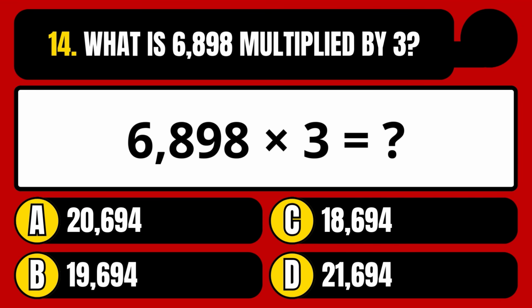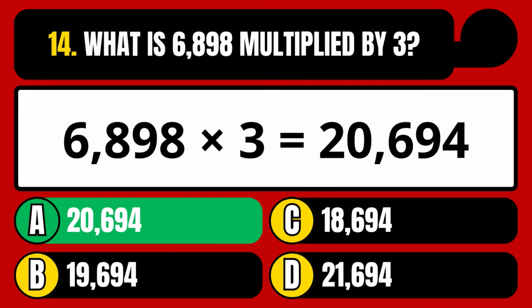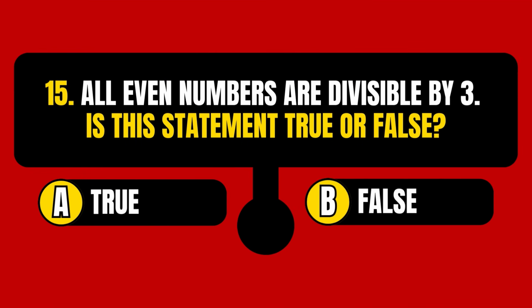20,694, 19,694, 18,694, or 21,694? The correct answer is Option A, 20,694. All even numbers are divisible by 3. Is this statement true or false?